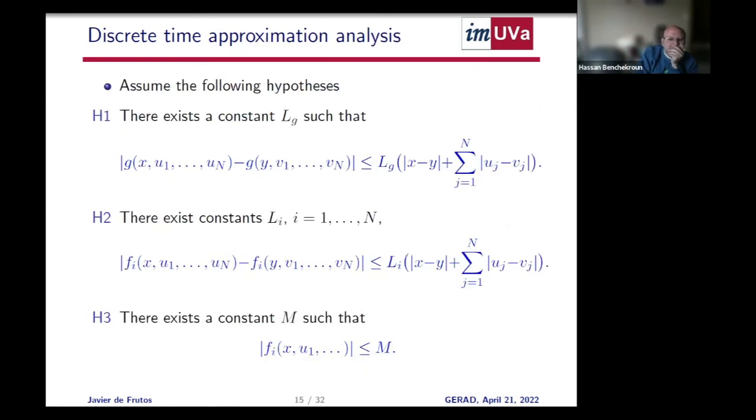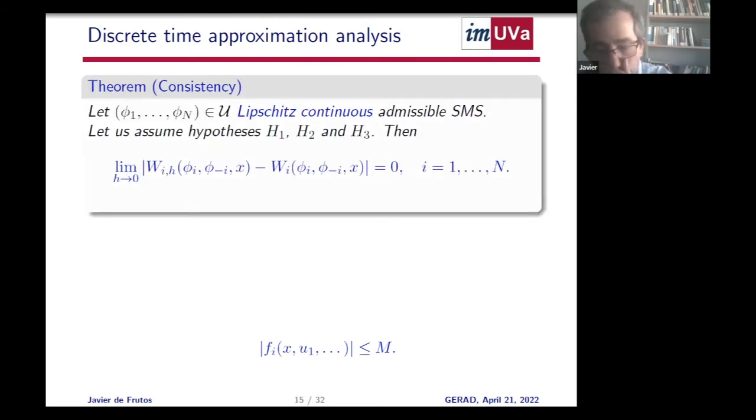So these are the technical hypotheses that we use, and as I said before, this is the main theorem of the paper. It's a consistency theorem that tells us that when we use any admissible stationary strategy, and we change the continuous objective by the discrete time objective, we are approximating objectives. The limit when the time step goes to zero of the discrete time objective approaches more and more uniformly the continuous objective. So this is called in numerical analysis consistency.